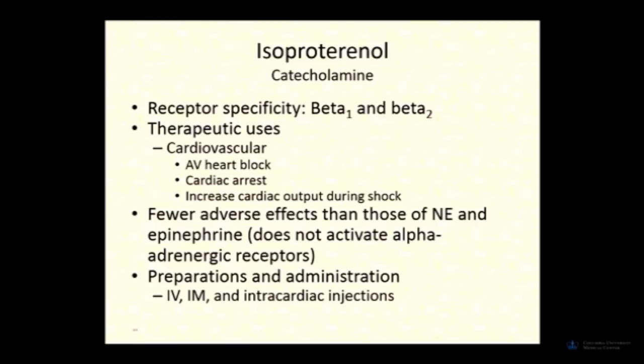Okay. Isoproterenol, also a catecholamine, has receptor specificity for beta 1 and beta 2. Therapeutic uses for isoproterenol are mostly cardiac: AV heart block, cardiac arrest, and increased cardiac output during shock. It has fewer adverse effects than norepinephrine and epinephrine because it doesn't activate the alpha receptors. And for preparations, again, you can't give it orally because it's a catecholamine, but we can give it IM, IV, and intracardiac injections as well.